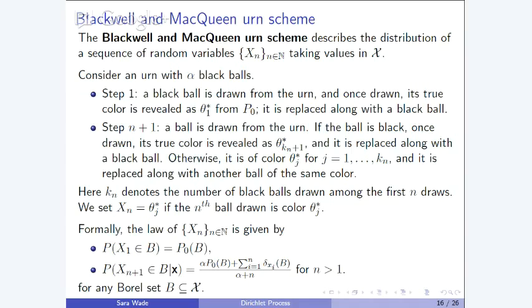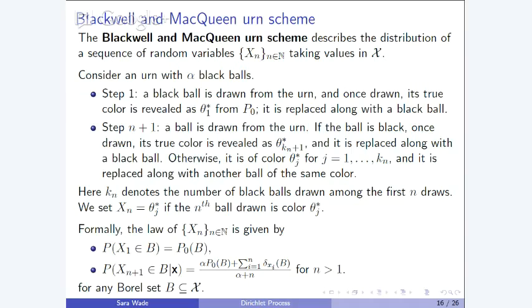So formally, the law of this sequence is given by this formula here. It's very similar to the Pólya urn scheme. The probability that the color of X1 is in some set V is just equal to, well, at stage one, I have to draw a black ball. And the probability that my realized color is in the set V is just the prior, our base measure, the mass that it assigns to that set of colors.